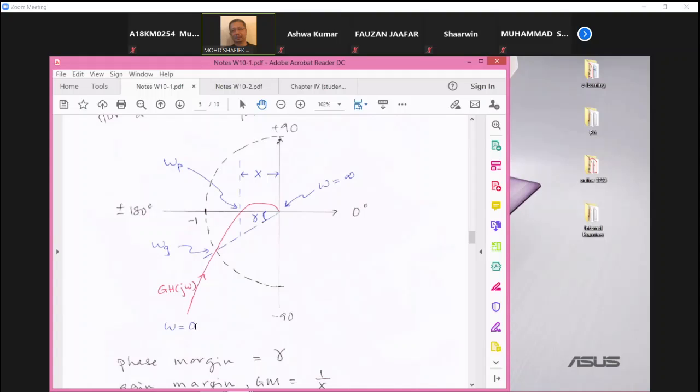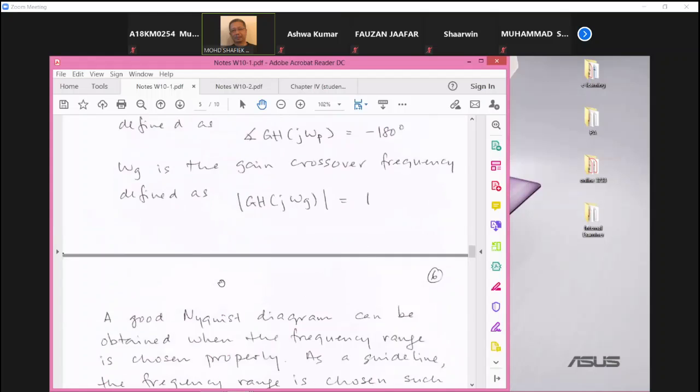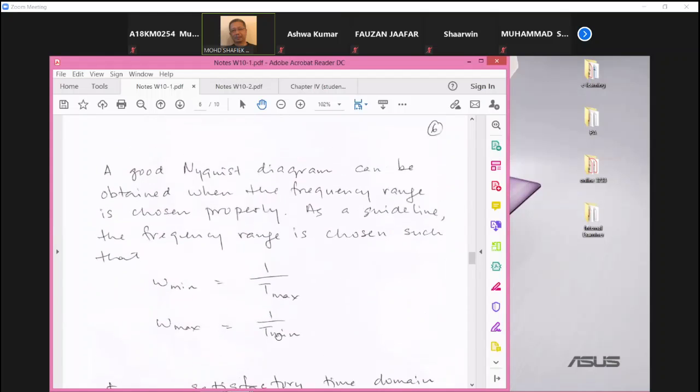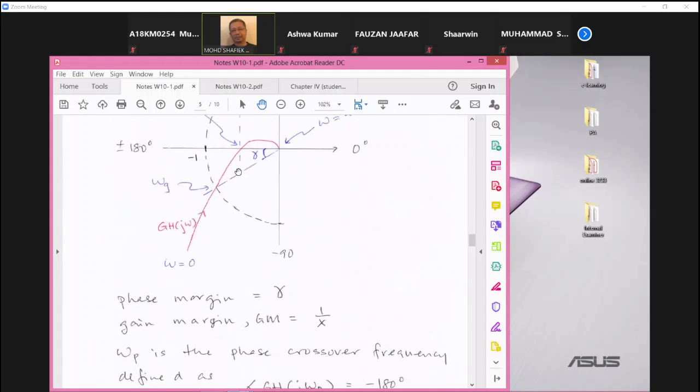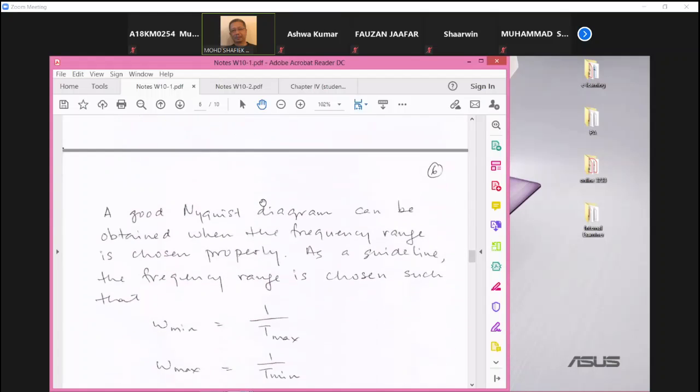Are you going to choose from 0, 100, 200? How do you get to infinity? So there is a guideline that you can use. A good Nyquist diagram can be obtained when the frequency range is chosen properly. You need to choose properly, otherwise your distribution of points will not be well distributed. How do you do that?